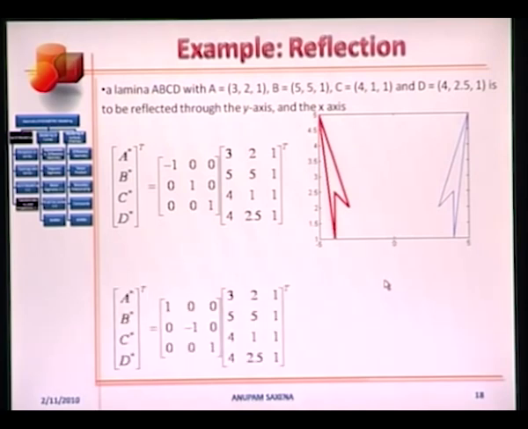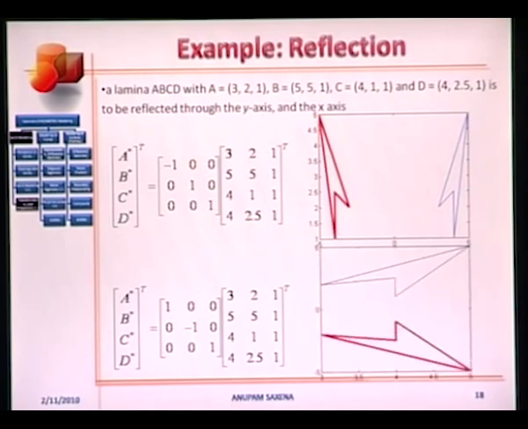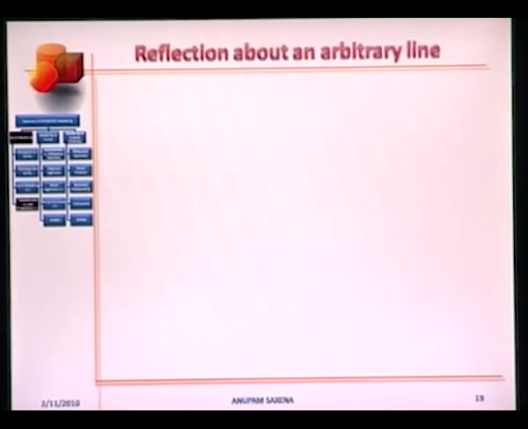If I perform a reflection about the x-axis, then this is how the figure looks. The lamina in blue is the original position, and the lamina in red is the final position. This is the axis of reflection.